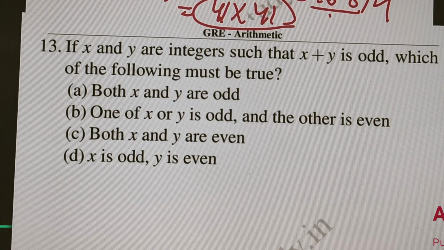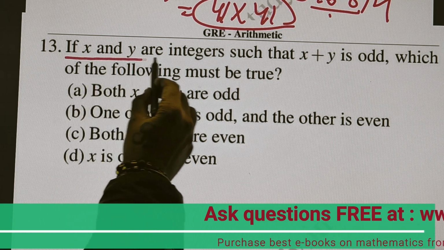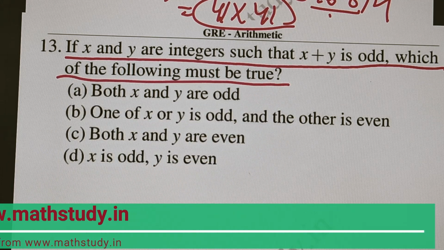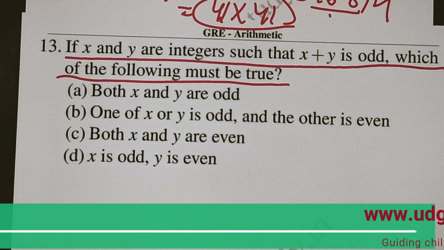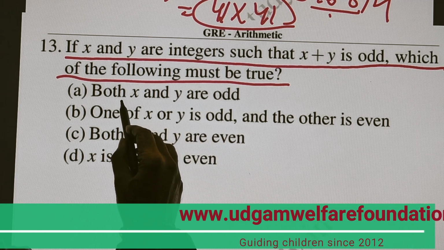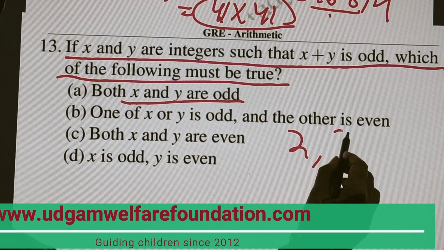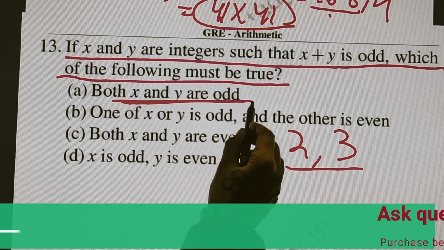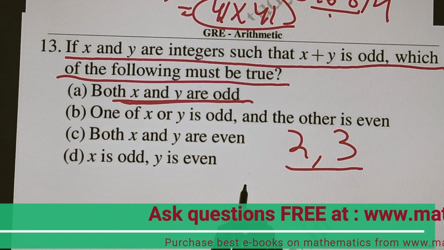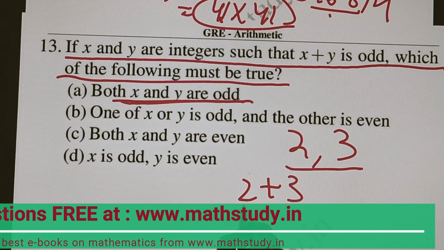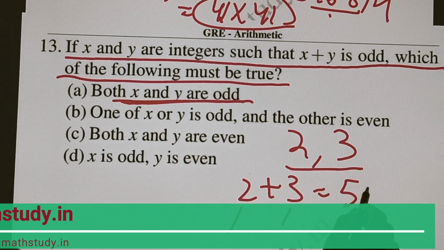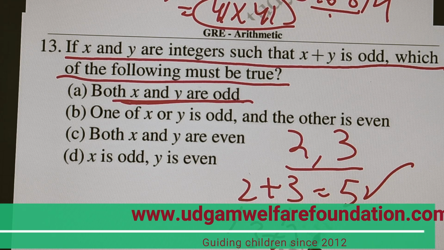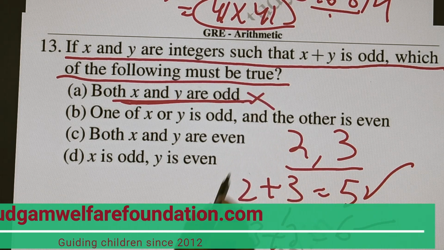Now let's move forward and discuss our next question here. It is saying if x and y are integers such that x plus y is odd, which of the following must be true? We have already discussed this concept earlier. Let us take an example of 2 and 3. If one is odd and the other is even, it will give you a result of odd. If x and y are both odd, say 3 plus 3, it will give you an even number. So this is not true.